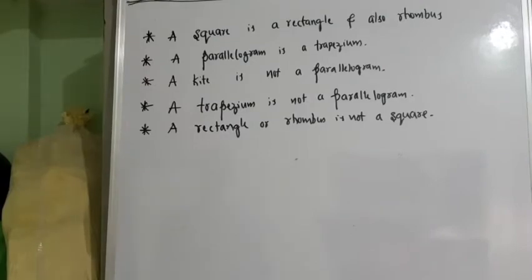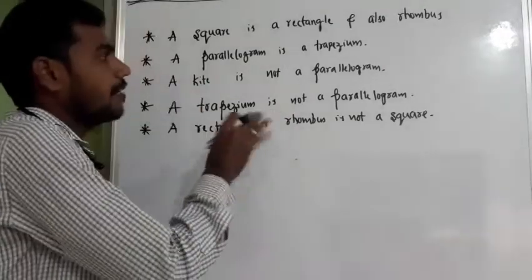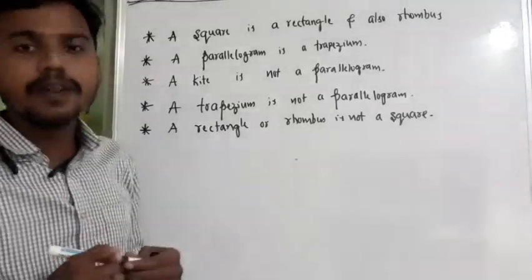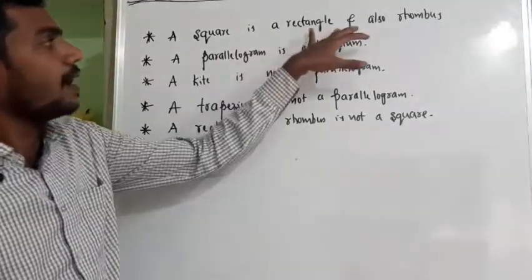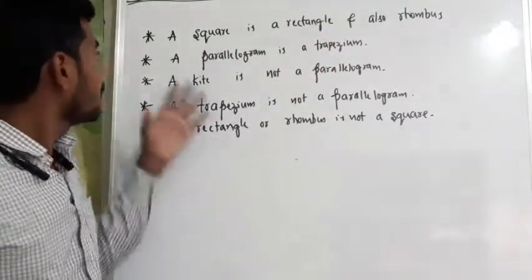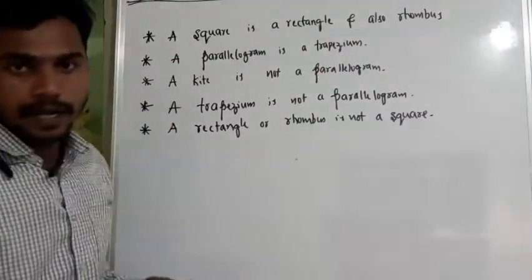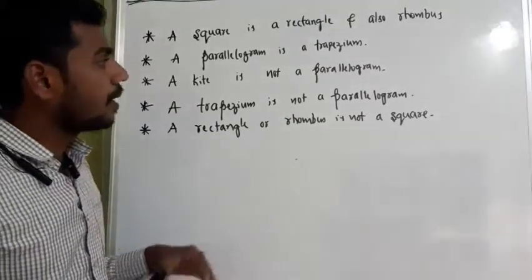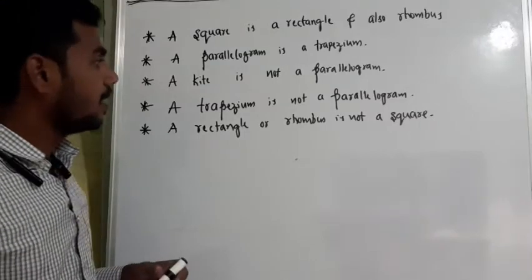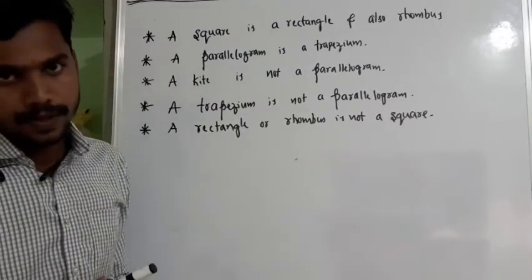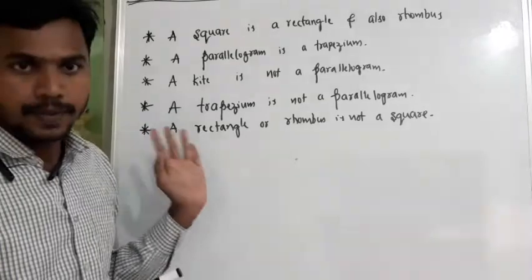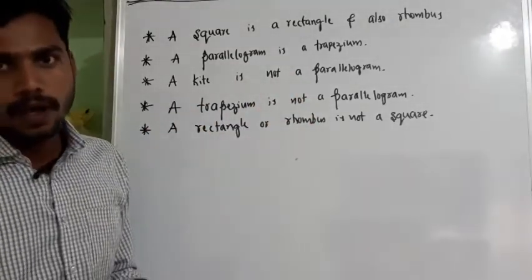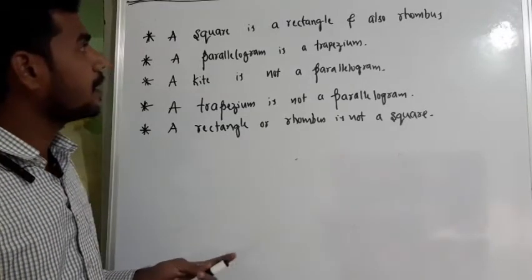Based on the previous explanation, I have written 5 statements, and you need to give a reason. A square is a rectangle and also a rhombus. A parallelogram is a trapezium. A kite is not a parallelogram. A trapezium is not a parallelogram. A rectangle or rhombus is not a square. So try to pause the video and reason out why these statements are true. Or else, if you are not able to understand, please look at the board.